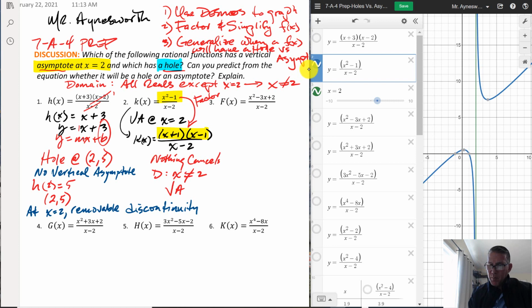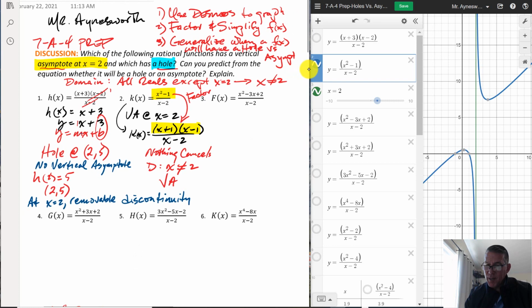So does that imply that every time you have a function and no term cancels, so you cannot remove the vertical discontinuity, that always implies that you have a vertical asymptote? That's what you have to learn. Does that imply it all the time, or does it not? In order to understand that, you have to do multiple examples, as we always do. So let's investigate further.